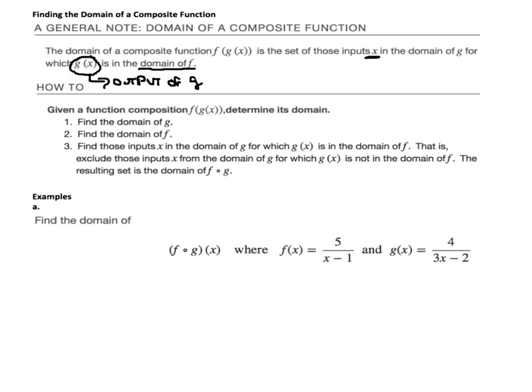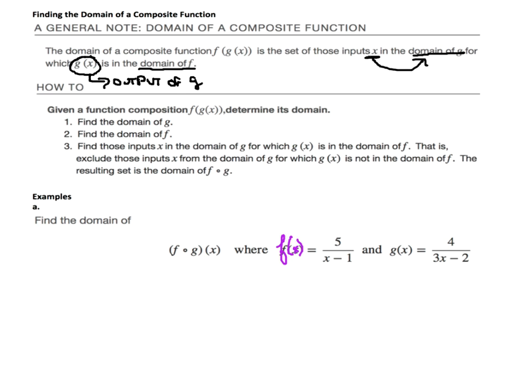So to decide on your x's, the x's first have to be in the domain of g. And then whatever you get out after you plug those x's in, that's your output. That's got to live in the domain of f because it's got to be plugged into the f function. Okay, so you're going to find the domain of g first. You'll find the domain of f, and then you'll find those inputs that meet all those requirements, and I'll show you how. Okay, so first thing we want to do is to find the domain of each.